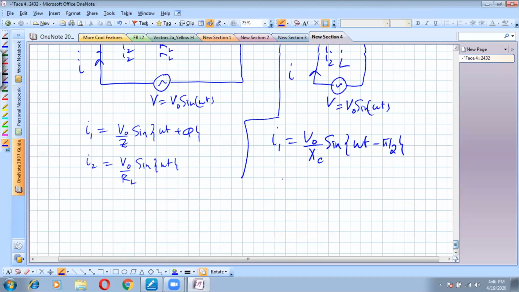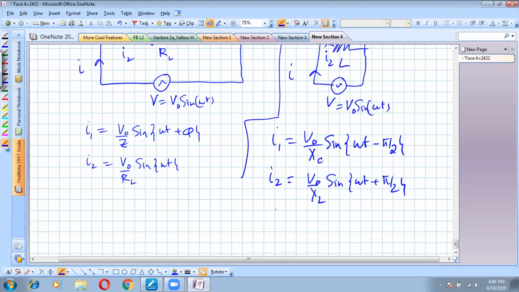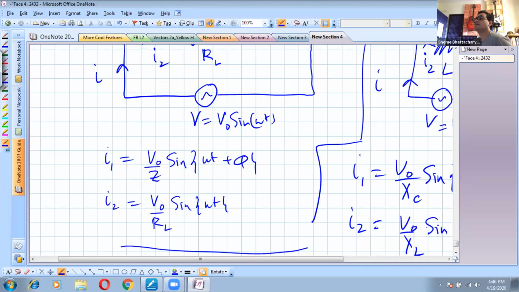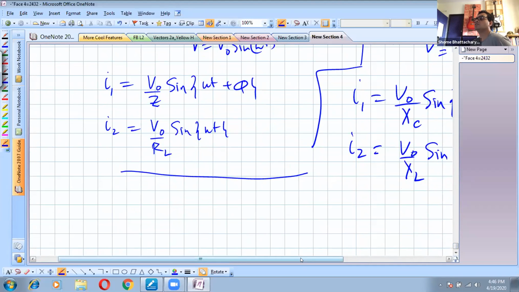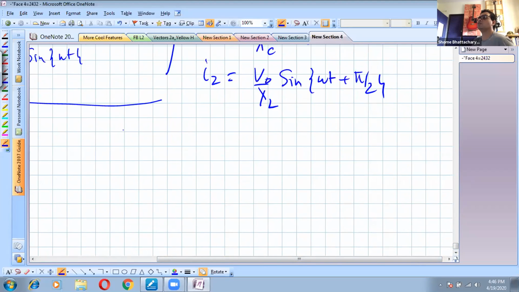And similarly, if you write the KVL for the voltage source plus the AC voltage source plus the inductor, that loop, you will get I2 as what? We'll get it as V0 by XL into sine omega t plus pi by 2. Okay. So what is the net current which is being drawn from the circuit now? That is I1 plus I2. So just do the algebra here and the rest should be clear. Just replace sine omega t minus pi by 2 with minus cos omega t, and this one with plus cos omega t. So your I is I1 plus I2, your junction law applied over there.